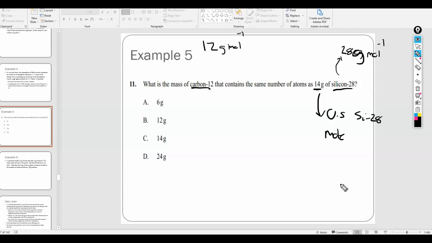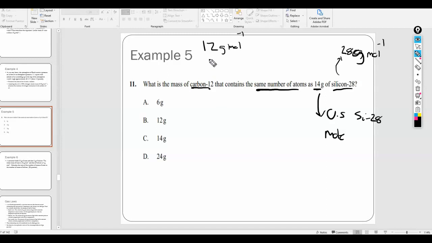1 mole of anything has the same value, right? It's equal to Avogadro's constant. So if I have half a mole of silicon atoms and half a mole of carbon atoms, it's the same number of atoms. It's not the same mass, but it's the same number of atoms, which is what the question is asking. So if I have half a mole of silicon-28 and I want the mass of carbon-12 that has the same number of atoms, that basically means I want the mass of carbon-12 that has half a mole.